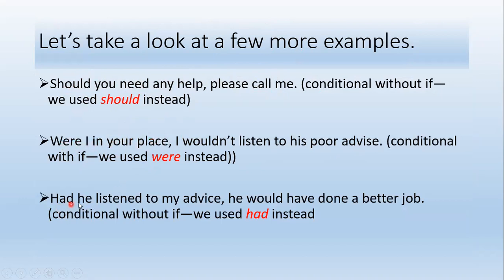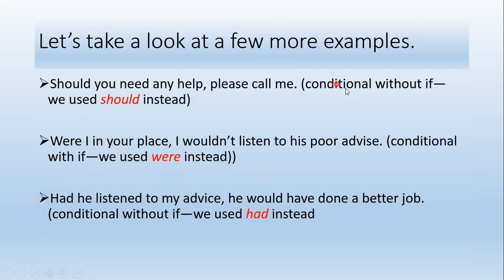Another example: had he listened to my advice, he would have done a better job. So instead of saying "if he had listened to my advice," we said "had he listened to my advice, he would have done a better job." Okay, so here we had should, and we used it instead of if. Here we had were, we used it instead of if, and here we have had, we used it instead of if.